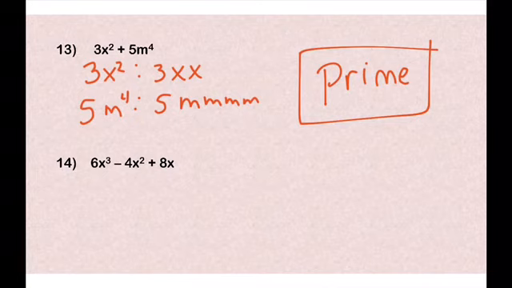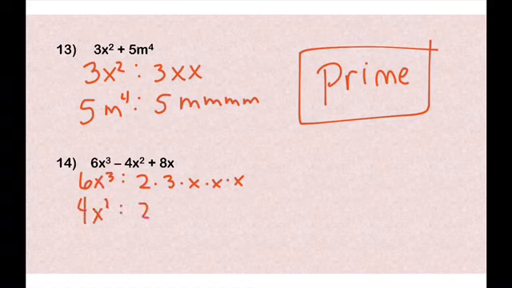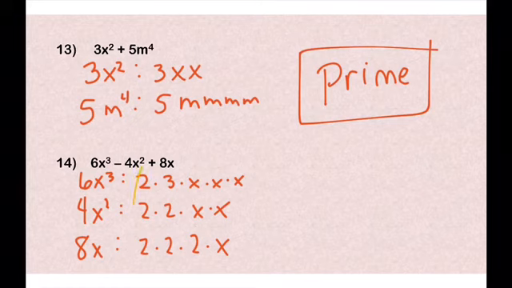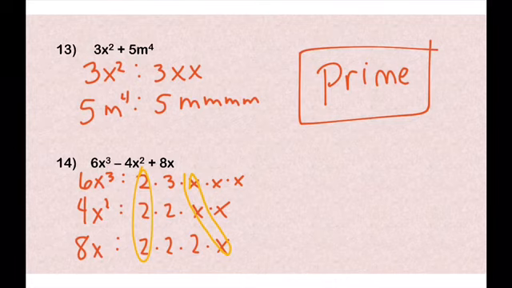Okay, number 14, you probably didn't know that, but now you do. Number 14, we've got three terms, so 6x to the third, 4x to the second, and 8x. You should have written it out like this. What do they have in common? They have 2. Now, you notice that these two have a 2 in common, but it's not in common with all three. It has to be with all three. If it's not with all of the terms, you can't call it a GCF. They have an x in common, but that's it. So 2x is my GCF.